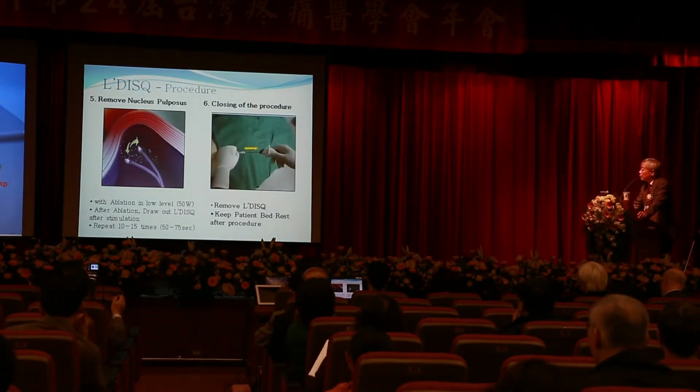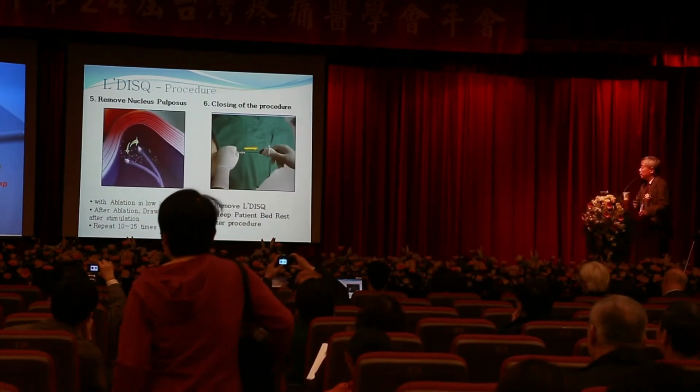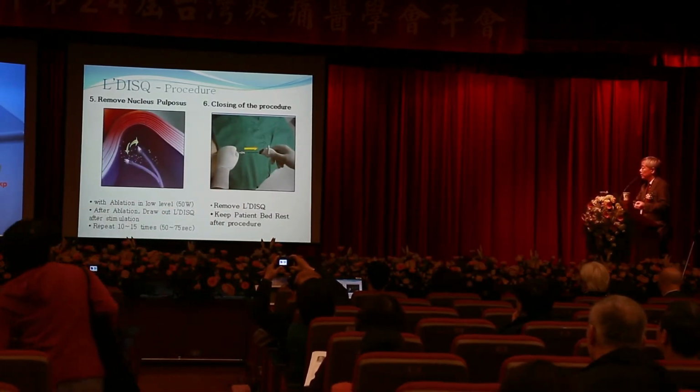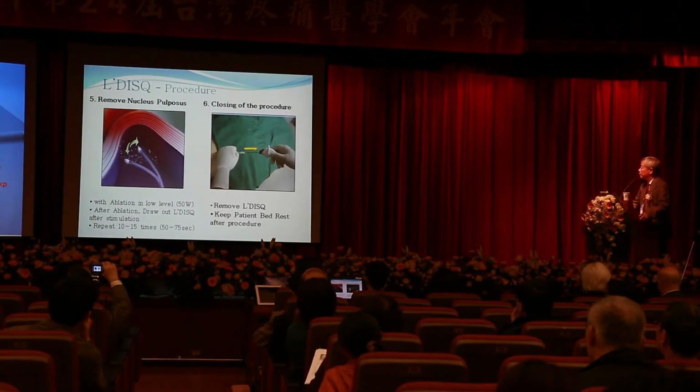And we remove the nucleus with ablation at a low level. And after ablation, we draw out LDIS after stimulation and repeat the same kind of procedure 10 to 15 times. And after the procedure, we remove LDIS and keep the patient on bed rest after the procedure.